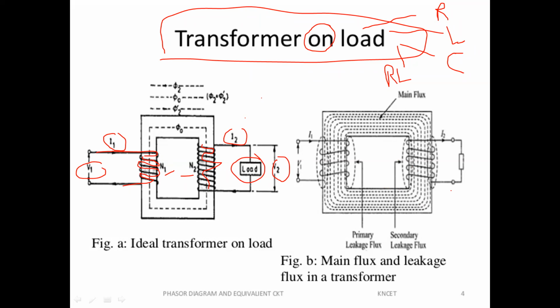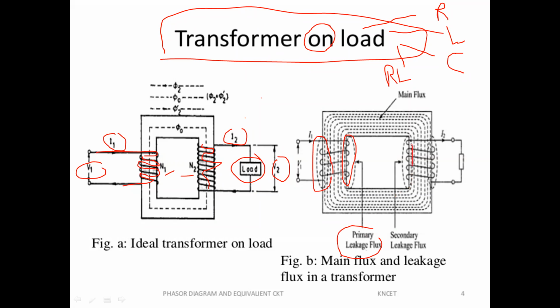So leakage flux. First of all, we need to know the definition of leakage flux. Leakage flux means flux which links only one winding. See, this is the primary leakage flux. That means here the flux links with only one coil, that is the primary coil. So that flux is called leakage flux.